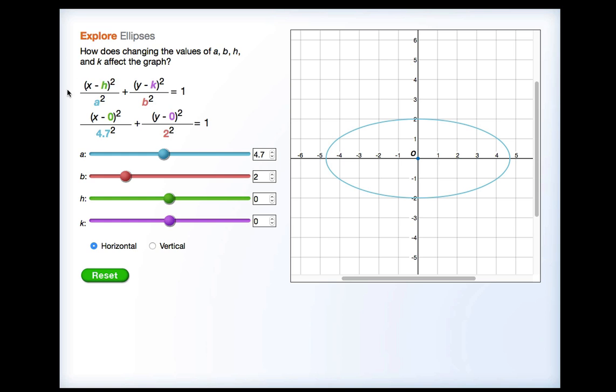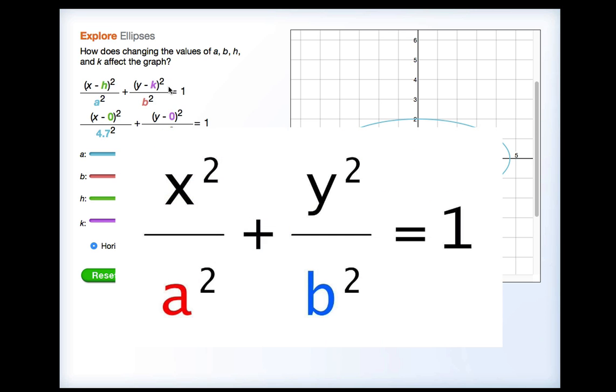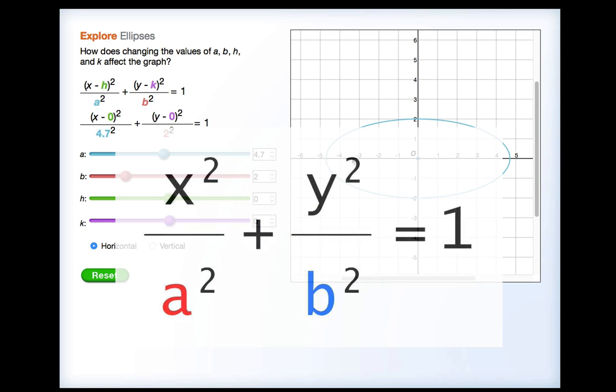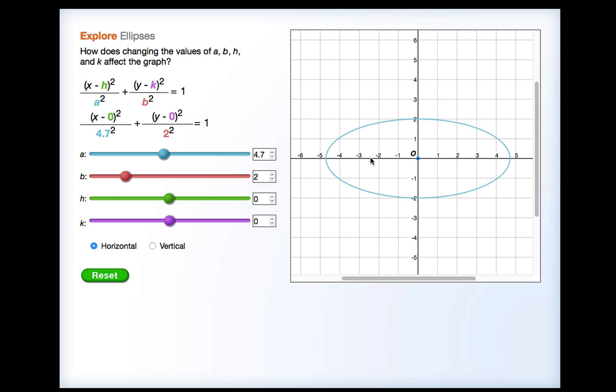This is the standard equation for an ellipse that has a center other than 0, 0. Because if this was the actual center, then h and k would be 0, and then you'd just be looking at x squared plus y squared. So for this particular ellipse, its center is 0, 0. I'll manipulate this and move it around in just a bit.